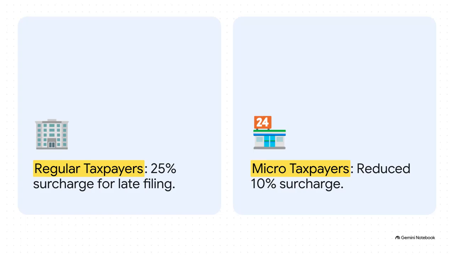This brilliantly illustrates the government's relief structure for smaller businesses. While regular taxpayers suffer that standard 25% surcharge for late filing, micro and small taxpayers actually enjoy a reduced 10% surcharge for the exact same offense. LECPA examiners absolutely love testing this new 10% exception, so whatever you do, do not miss it.